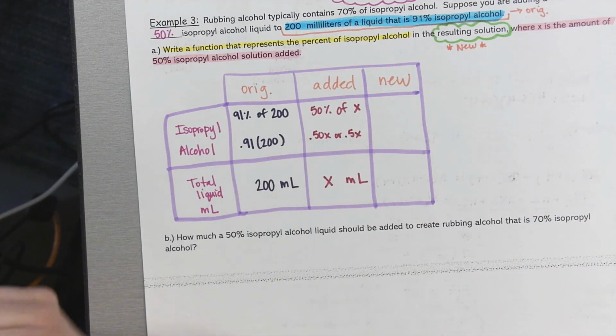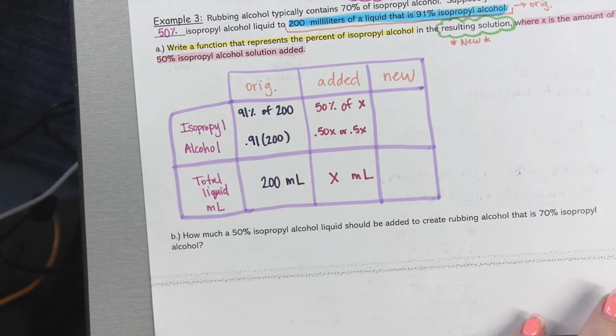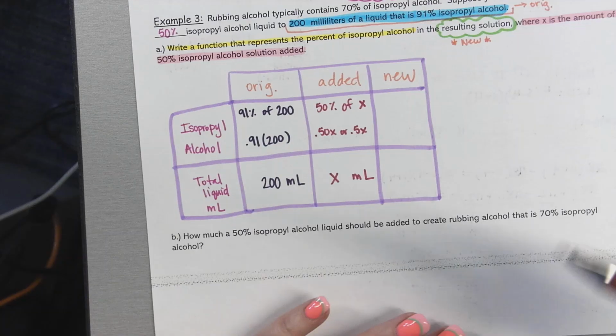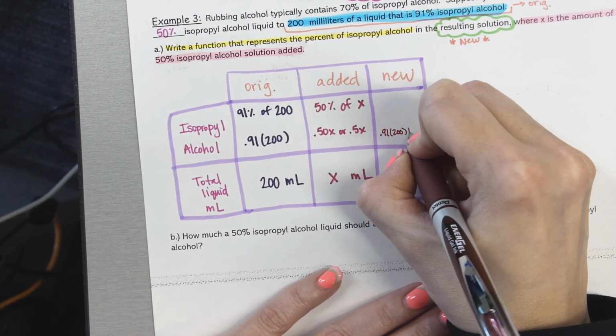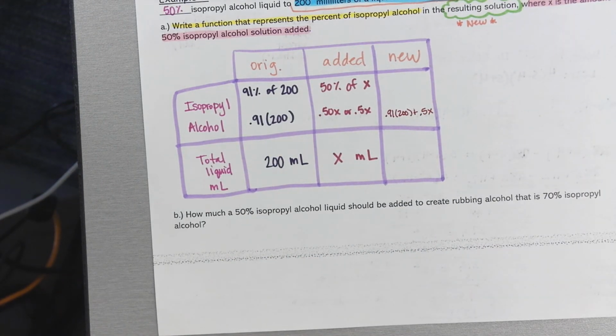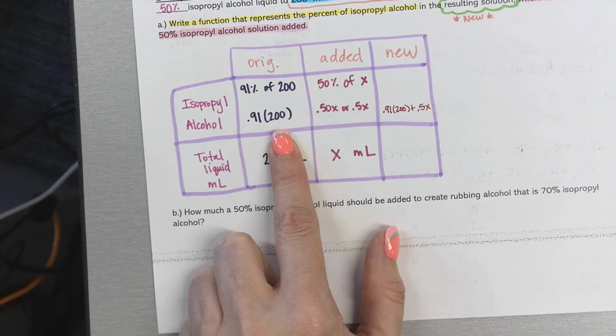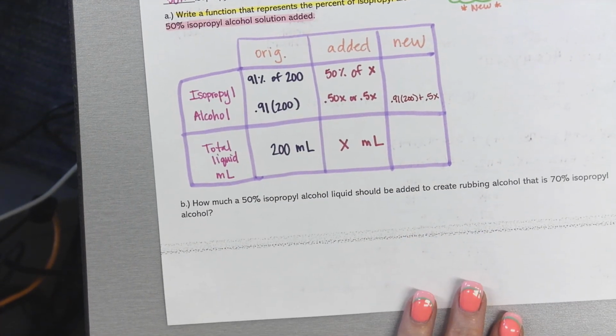Okay, so remember, we are combining these two together. That is what we're going to get to equal the new. So when you add these together, you're going to have 0.91 times 200 plus 0.5x. Okay, our new solution consists of the original plus the added. So your new is just combining the original plus the added.